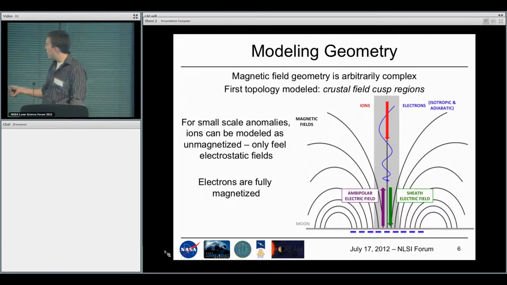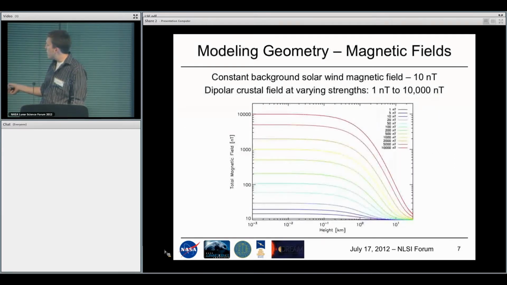What we're looking to discern is which pieces of the electric field that builds up along these field lines are due to this ambipolar field, where you get charge separation, and also this sheath electric field, where these charges are interacting with the surface themselves.